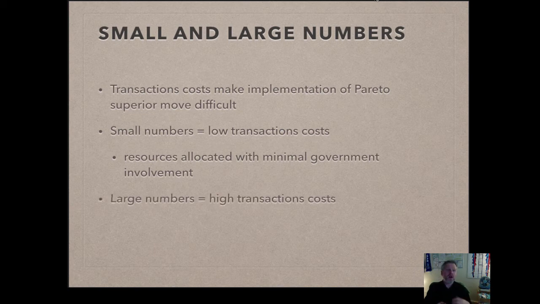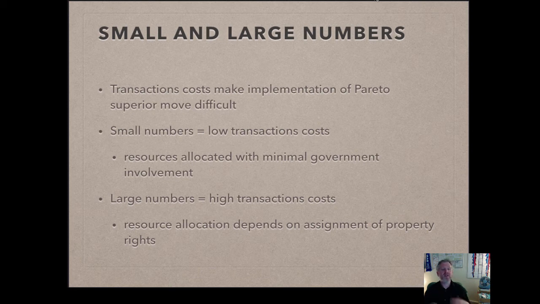When numbers are very large, say that a steel mill is located on a river and thousands and thousands of people live downstream from that steel mill, then it's probably going to be very difficult for them to negotiate any sort of solution. The transactions costs are really, really high there, all right? So often the resource allocation will depend on the assignment of property rights, all right? Whoever gets the property right will end up being the one that can enforce what they want, and often this involves government involvement in negotiating solutions between the different groups.